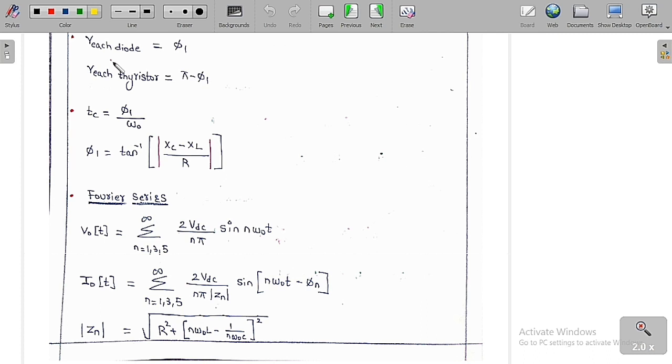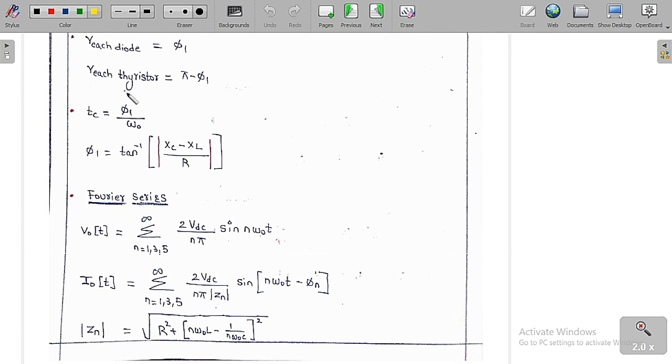Now in both the cases, in both the graphs for the overdamped system and the underdamped system, the conduction angle of each diode is phi 1. You can see clearly. And also the conduction angle of each switch or thyristor in both the graphs is pi minus phi 1.